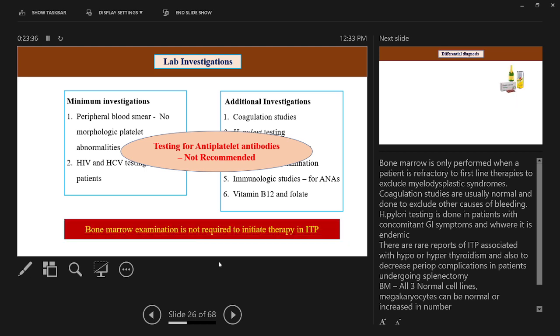And a bone marrow examination is not required to initiate therapy in ITP. It is only patients who are refractory to ITP therapy who actually require a bone marrow examination. So before starting first line therapy in our ED, a bone marrow confirmation need not be sought.